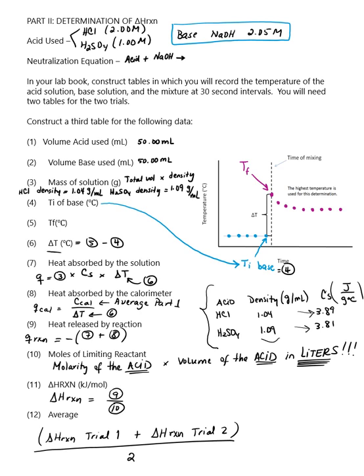Heat absorbed by the calorimeter, this is where we're using the average from part 1. So you have your C cal, which is the average in part 1, and that number multiplied by the change in the temperature will give you how much heat the calorimeter is absorbing from your reaction.